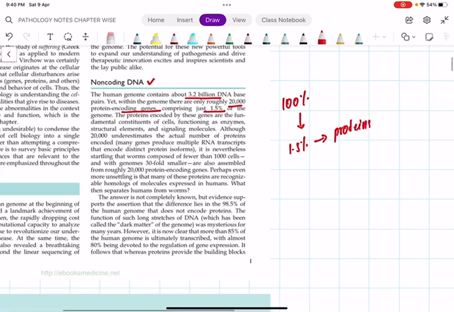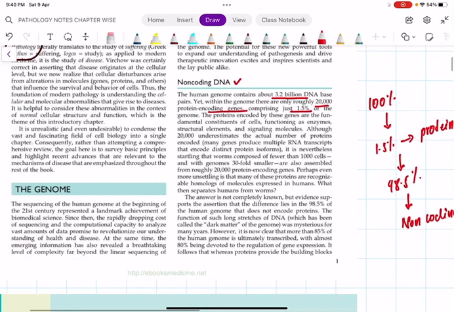That means, what about the rest? The rest 98.5% are non-coding. That means they don't code for protein, but they form the bulk of the DNA. They are just repeats. The same DNA sequences are repeated over many number of times. I hope it is very clear for you.